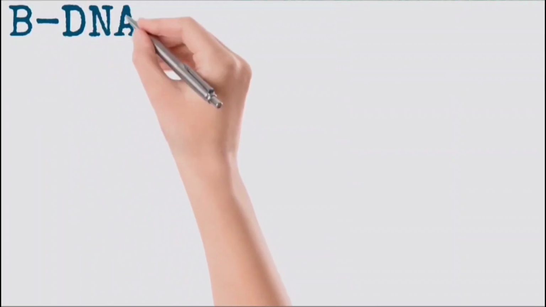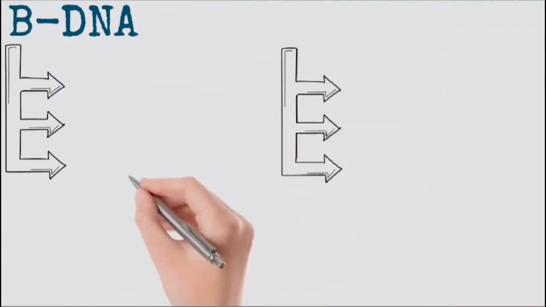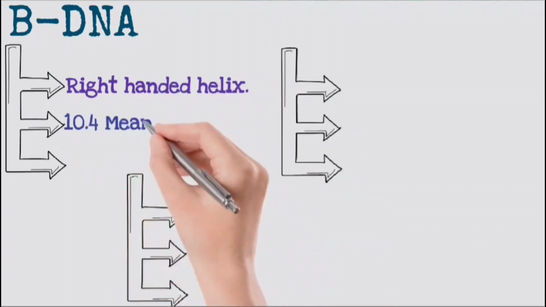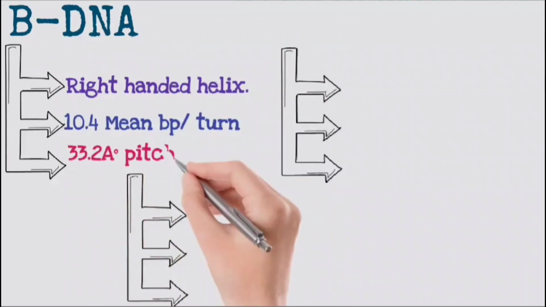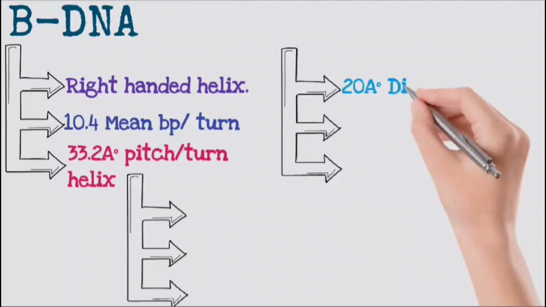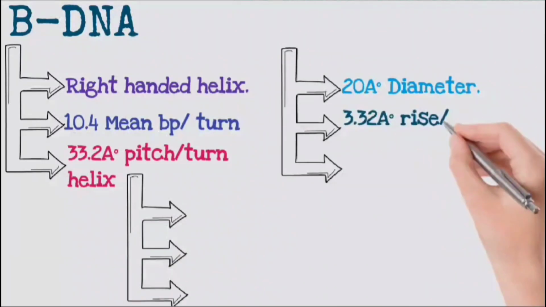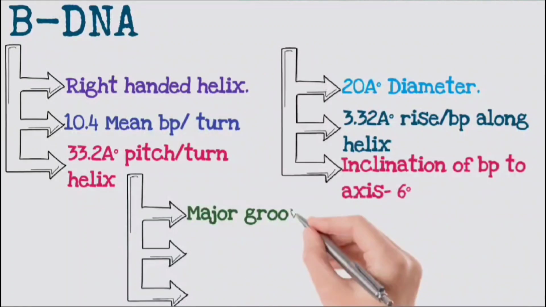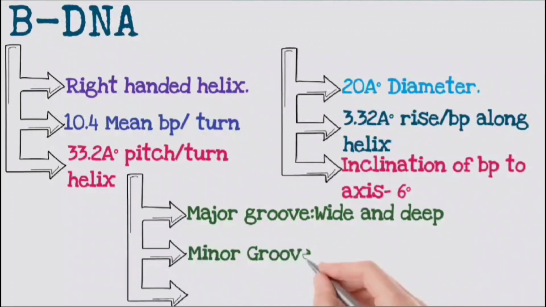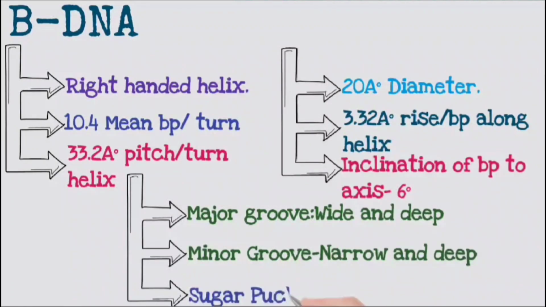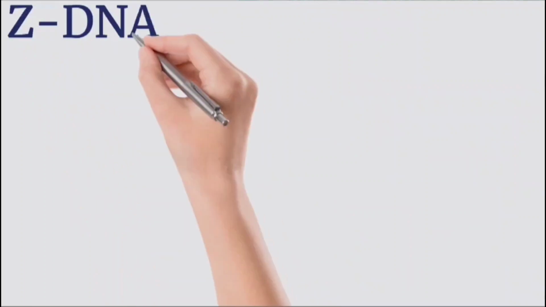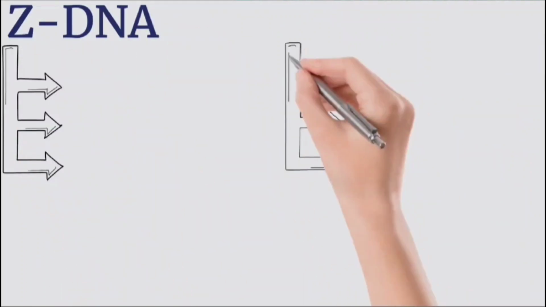Now in B DNA, the helix is right-handed, 10.4 base pair per turn. Pitch per turn is 33.2 angstrom, 20 angstrom diameter and 3.32 angstrom rise per base pair. Now the major groove here is wide and deep and the minor groove is narrow and deep and puckering is C2 endo.